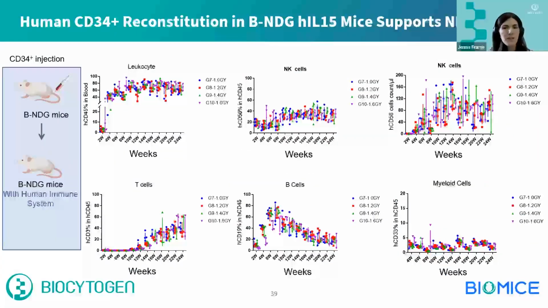So while reconstitution of PBMCs can be useful for NK and T cell experiments, reconstitution is often biased toward T cells. However, if you engraft CD34 HSCs into these mice, they can also provide other immune cell types that may be of interest for your study. So as you can see from this reconstitution data, when we inject CD34 into BNDG mice, that can really also support better engraftment of B cells and modest levels of myeloid cells that can persist after injection.